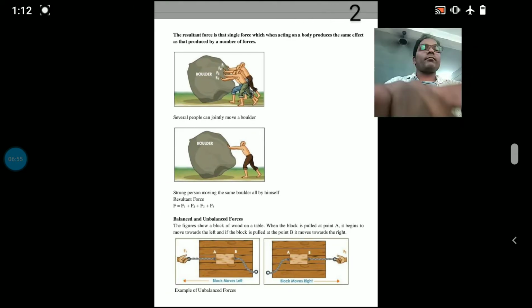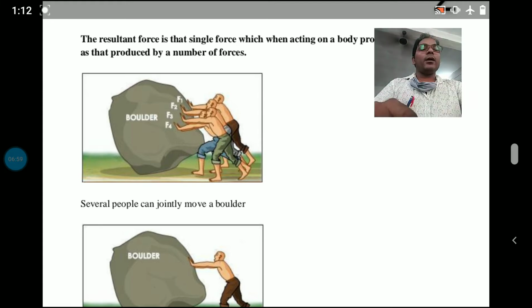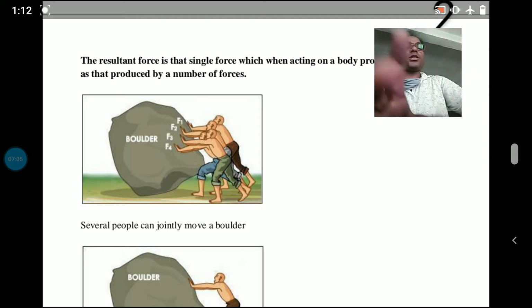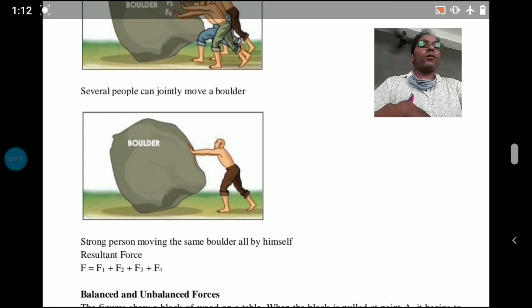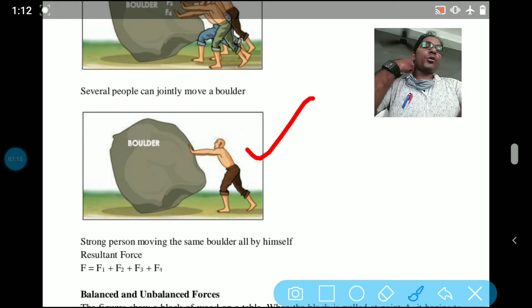Next one, here you can see the diagram. There are four men pushing this boulder, or this big stone. The four men are pushing and four forces are applied to it. But in place of all these four, one strong man is there, and this person is pushing this boulder. He alone is able to push this boulder.